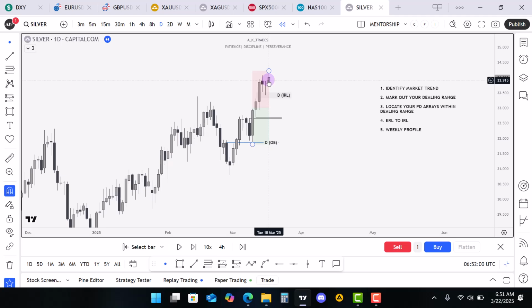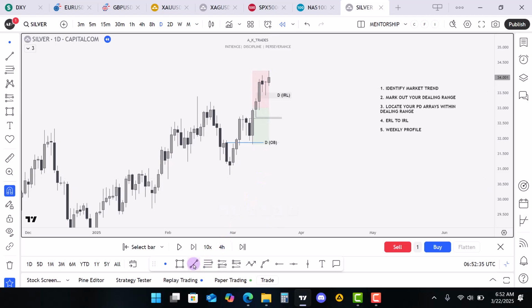So we drop down to the intermediate time frame to look out for our reversal signatures to tell us that price is actually reversing off the Tuesday high. Now, as you can see here, there is this minor range within this major dealing range. In my previous video on understanding dealing ranges and choosing the right PD array, I made mention of the fact that there are times you can also find a minor dealing range within a major dealing range.